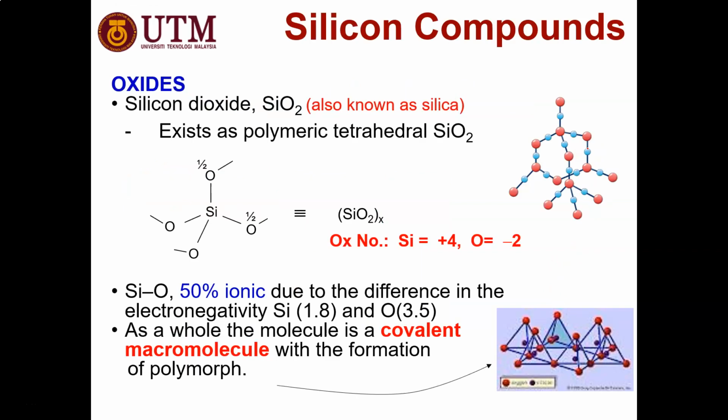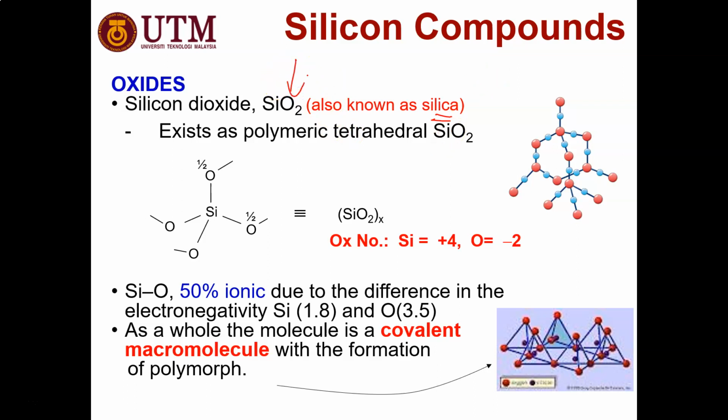So for the oxide of silicon, yang kita nak fokuskan sini is the most important one, which is silicon dioxide, SiO2, or known as silica. Kalau perasan, saya memang akan sebut silica lah sebab saya dah biasa. So ingat tak silica gel yang kita guna? Yes, this is the SiO2.